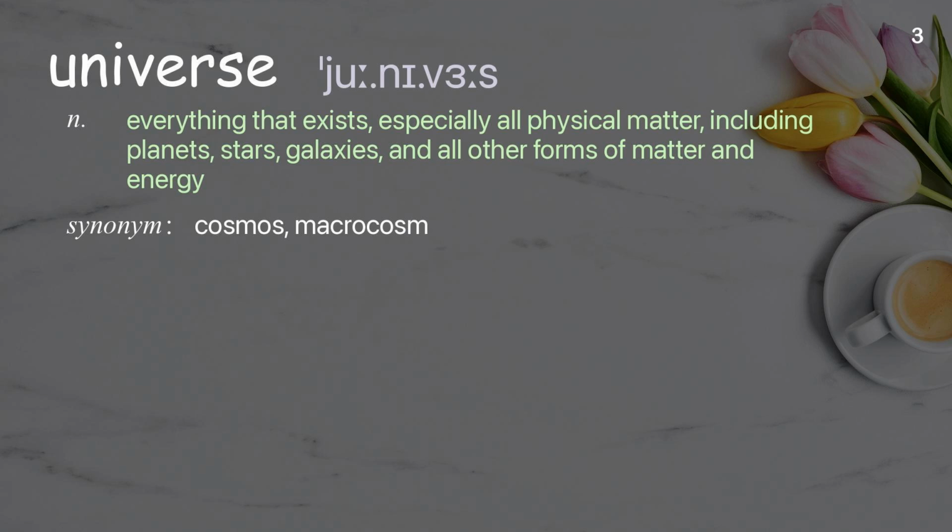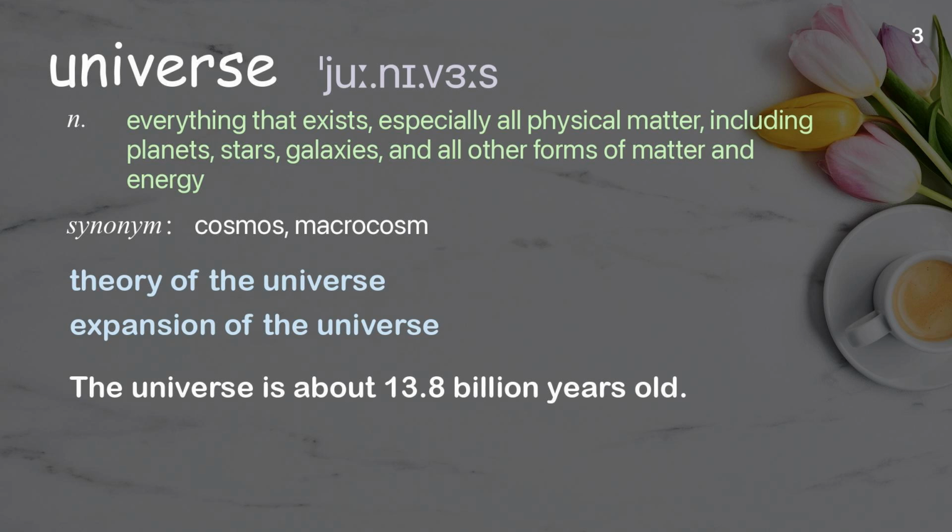Universe. Everything that exists, especially all physical matter, including planets, stars, galaxies, and all other forms of matter and energy. Examples: Theory of the universe. Expansion of the universe. The universe is about 13.8 billion years old.